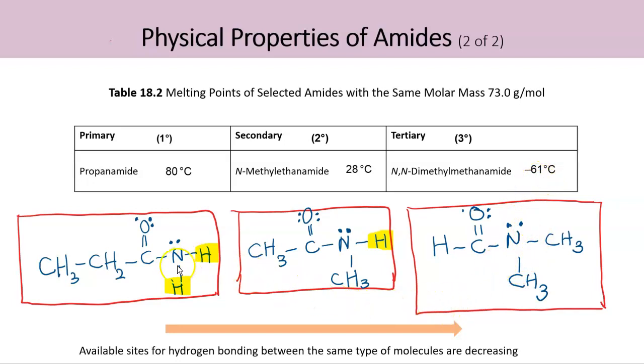So as the available sites for hydrogen bonding decrease, their melting points also decrease. So this is a nice example to understand how these intermolecular interactions are affecting their melting points.